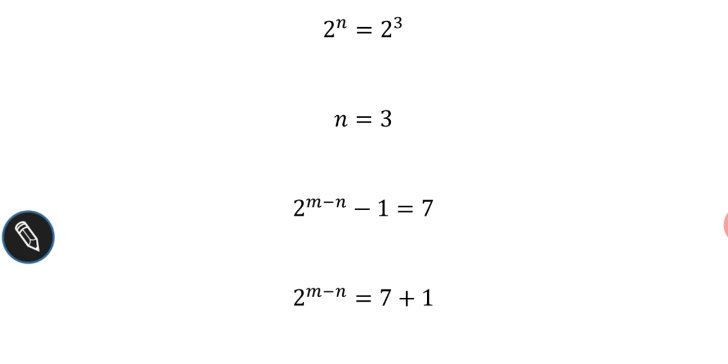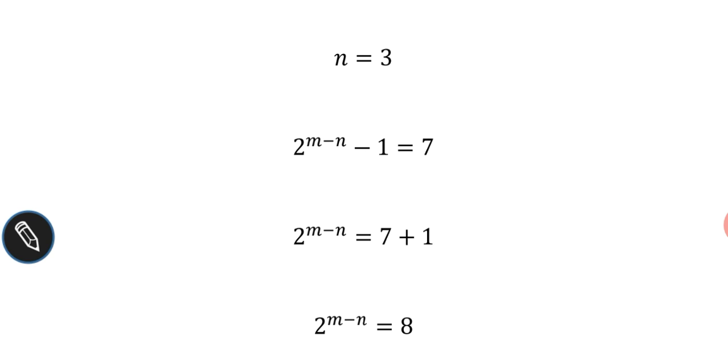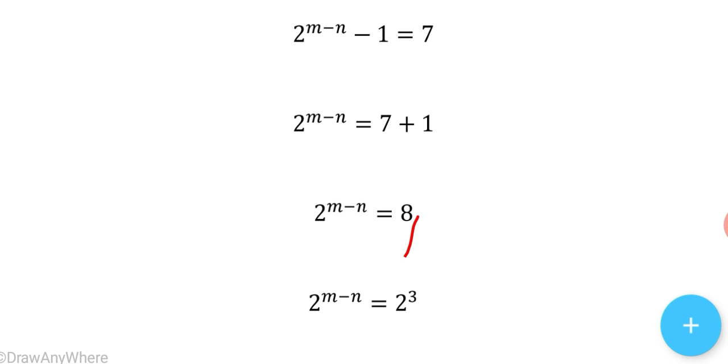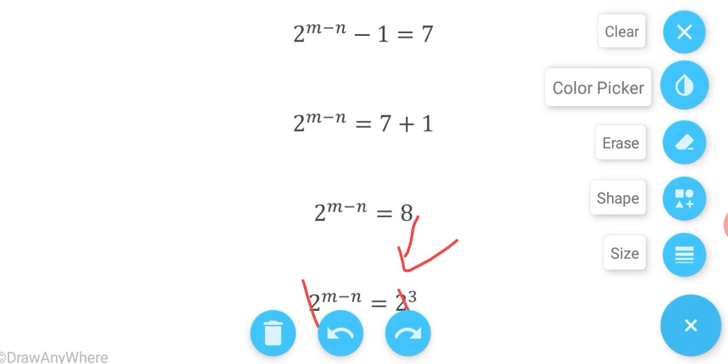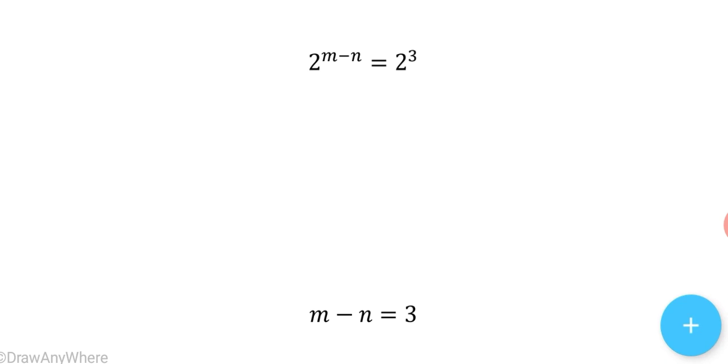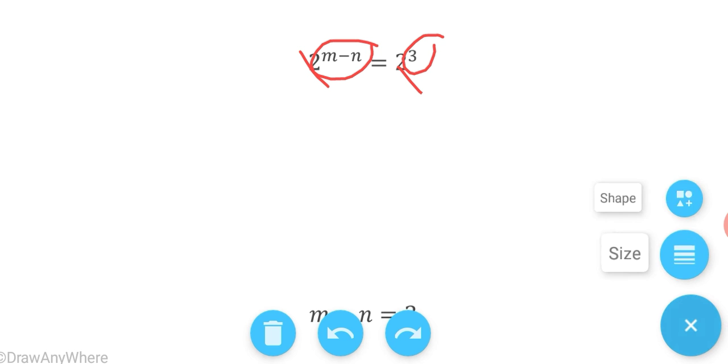So the next step is 2 power m minus n equal to 7 plus 1, which is 8. So 8 can be written as 2 power 3. So 2 power m minus n equal to 2 power 3. Now this 2 gets cancelled, remaining the power. Here the power is m minus n, here the power is 3. So m minus n equal to 3.